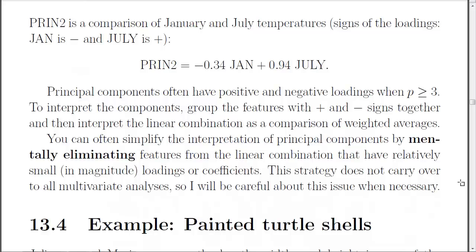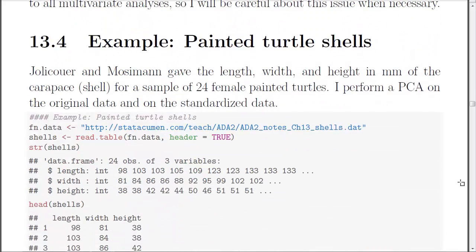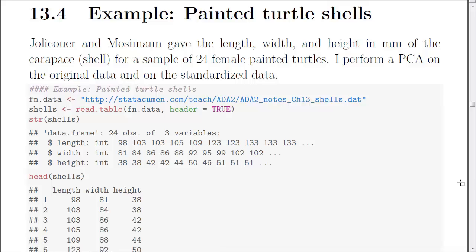Let's look at 2 examples. The first is about painted turtle shells, and the second will be about the size of sparrows, the bird. This is a data set that we're going to look at a couple of times for multivariate methods. In this first example, we're going to look at female turtles and the size of their shells. These shells are measured in millimeters, and we're going to capture the length of the shell from nose to tail, the width of the shell from side to side, and the height from bottom to top.